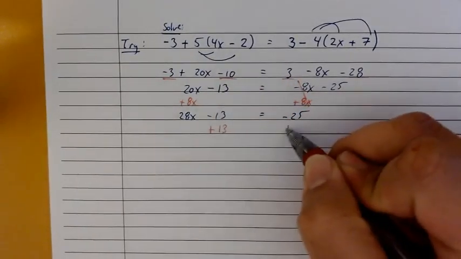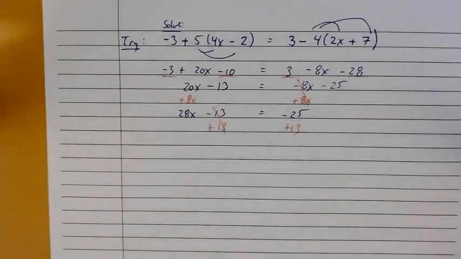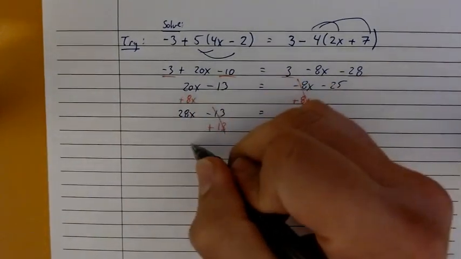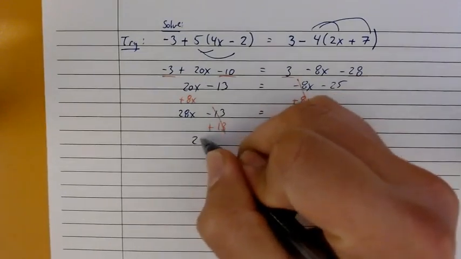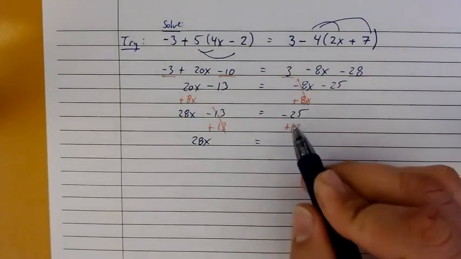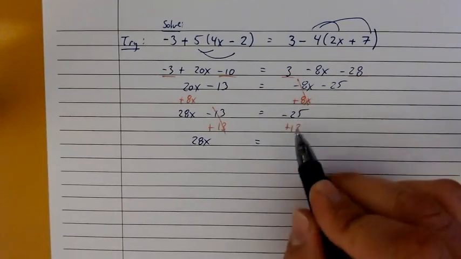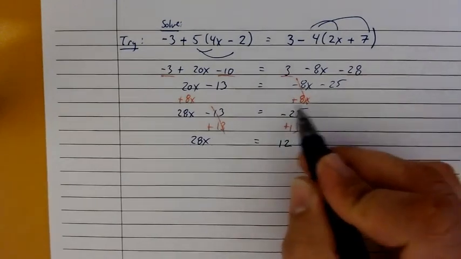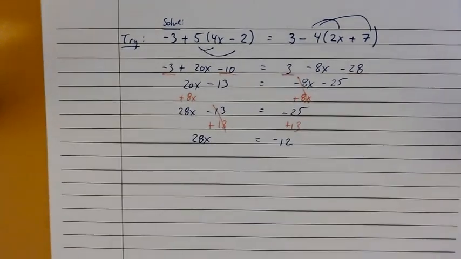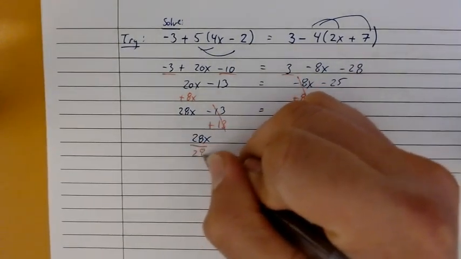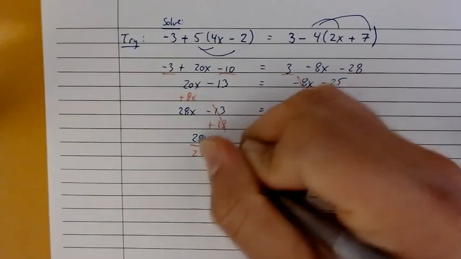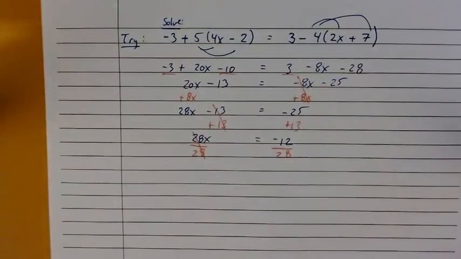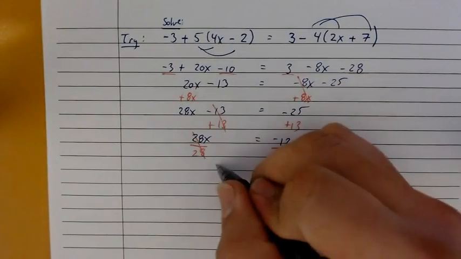So if we now add 13, that gets rid of our minus 13. 13 minus 13 is 0, which is what we want. We want that to go away. So we get just 28x equals a negative plus a positive. Those are being subtracted. That gives us 12. But then we keep the sign of the number with greater absolute value. So negative 12. And finally, we want to divide both sides by 28. That way, 28 divides 28 to give us 1. All right, that's 1x. That's what I want. I want 1x by itself.